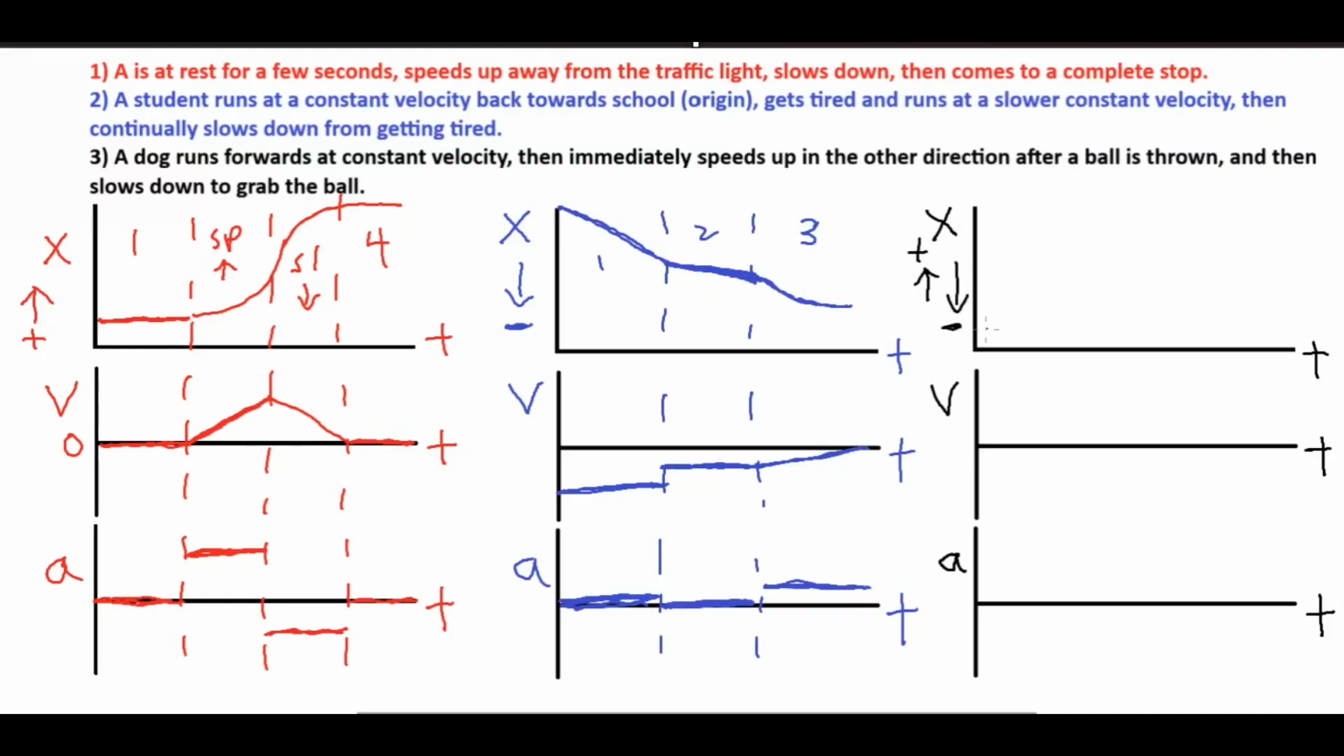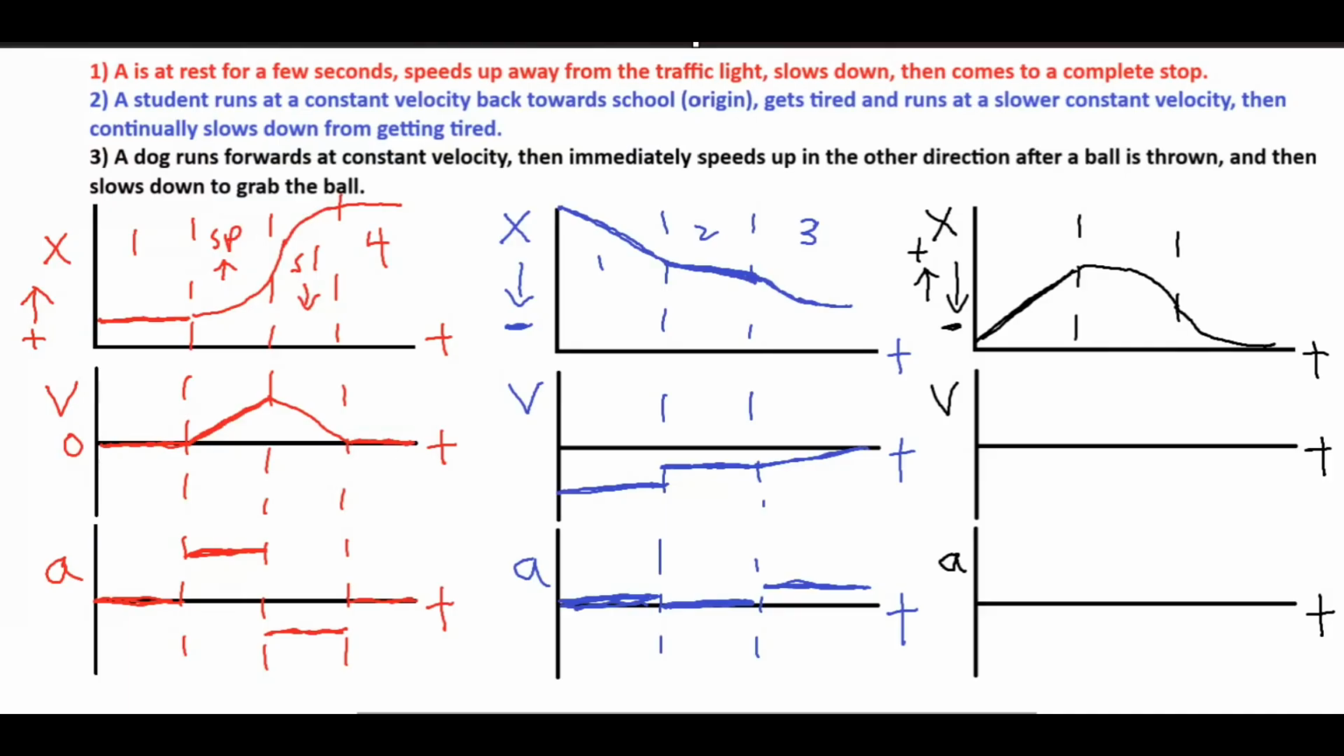So we got forward at a constant velocity, so straight line, positive direction, and then immediately speeds up in the other direction. Okay, so we want to go down on the graph, but we want to get more and more steep. So we're going to go like this and make it a little bit steeper as we go. And then it slows down to grab the ball. It's still running in the same direction, so still negative, but our slope is getting increasingly more flat as opposed to more steep.